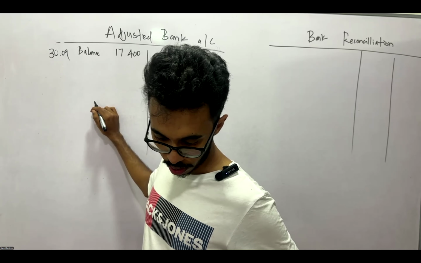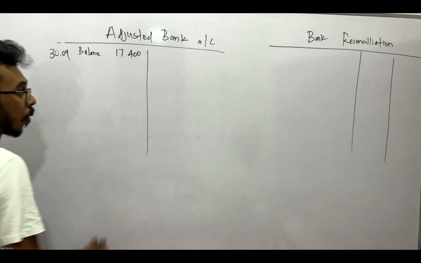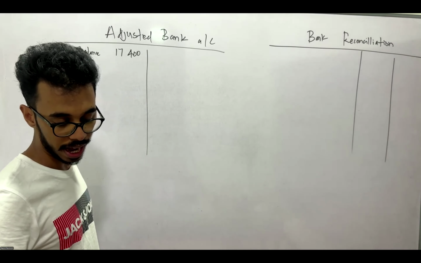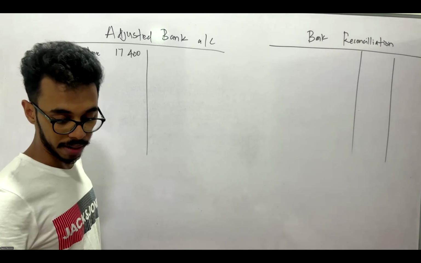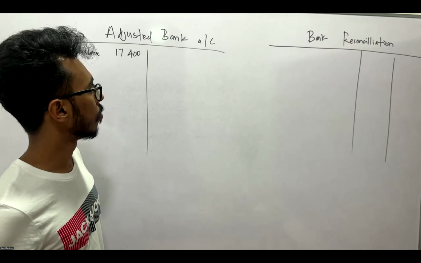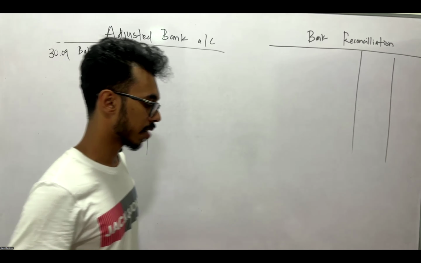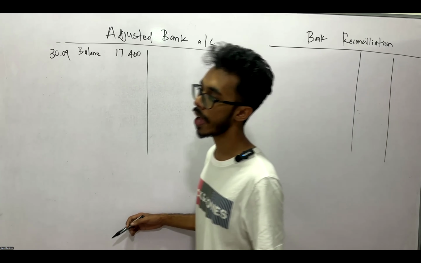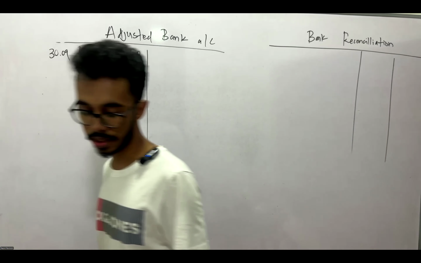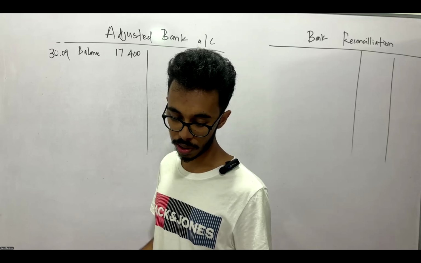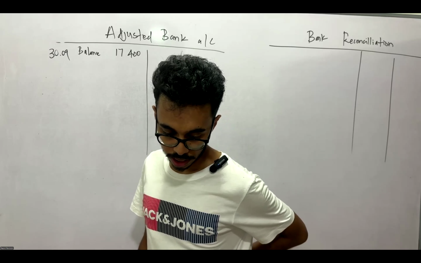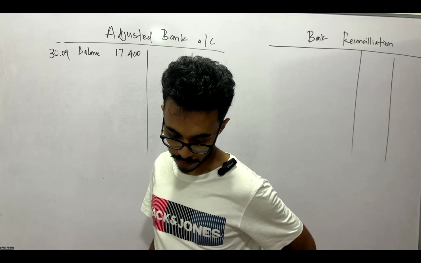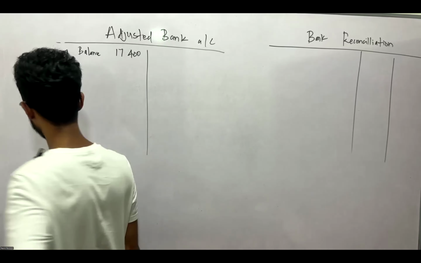You had to record the items that you had in the statement to get the adjusted bank account. You have to record the things that are in the statement, but not in the adjusted bank account. So you can see at the end of the statement, there are two elements. Even in the middle, there is a direct remittance, and then there are bank charges and standing orders. You have to record those.